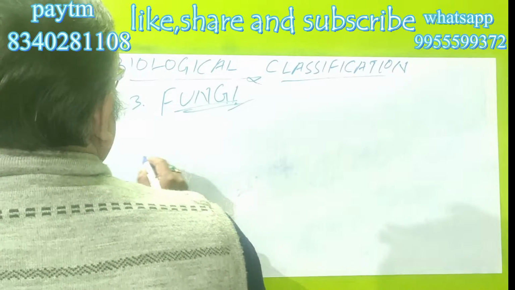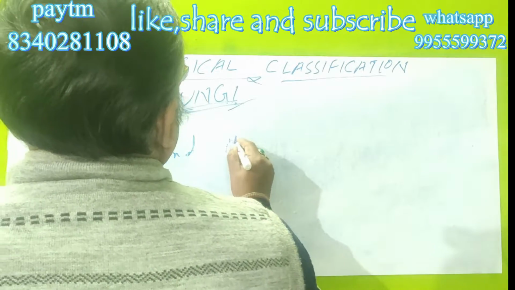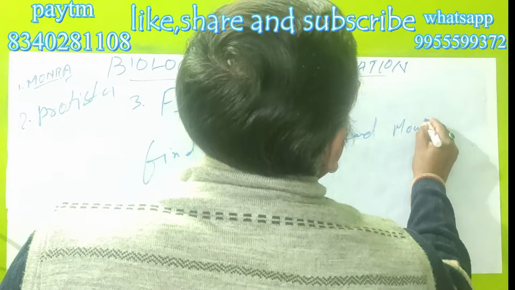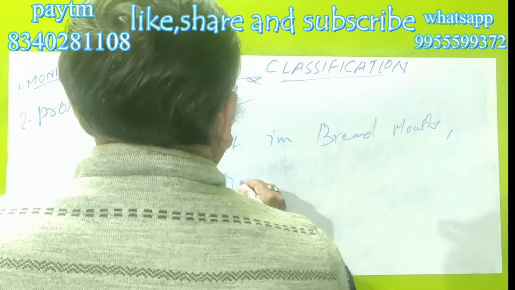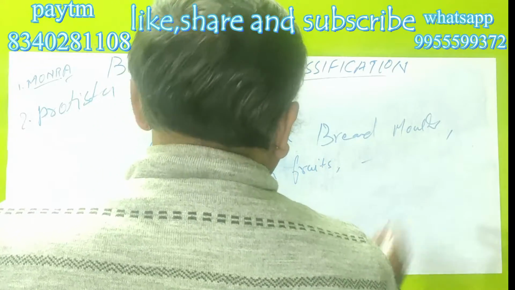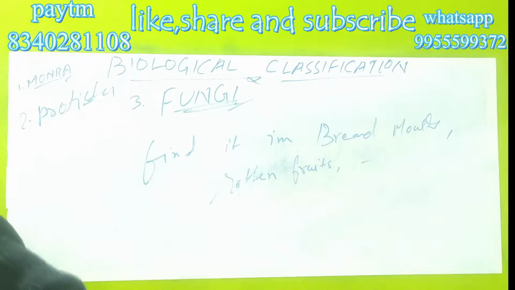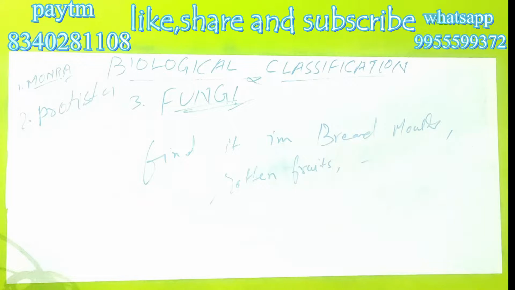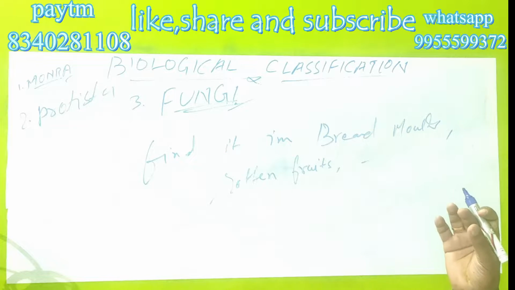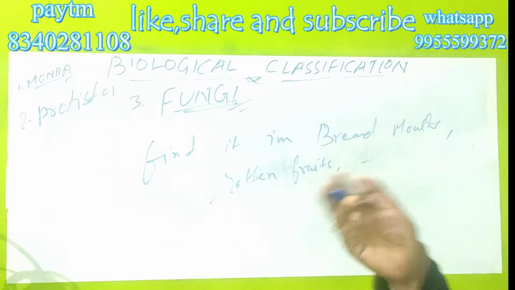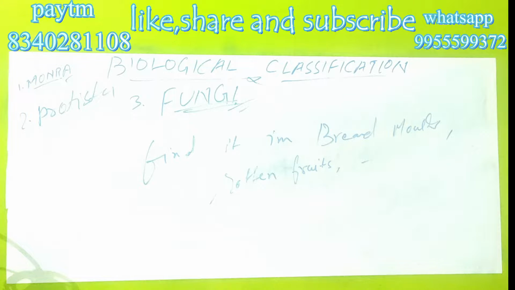You can commonly find it in bread molds, rotten fruits, or in moist places. You can also see fungi in pickles when kept, where the white things you find in the upper part are the fungi. In Hindi we commonly say phupundi. So that is the fungi.